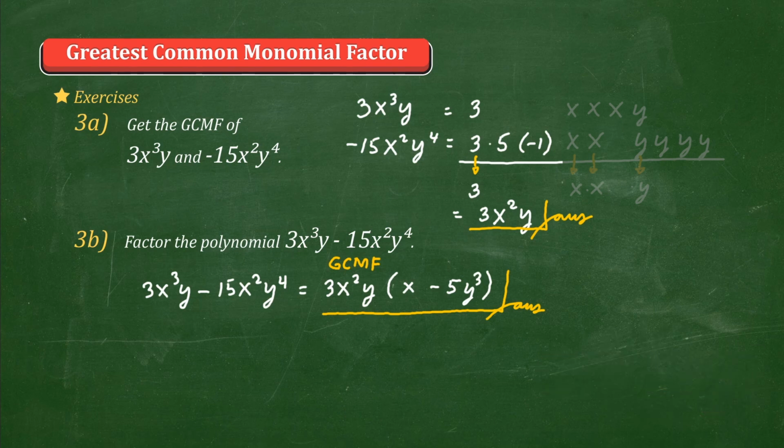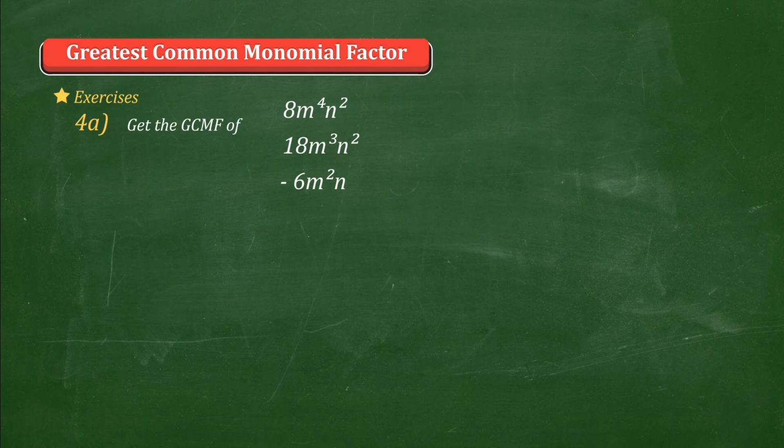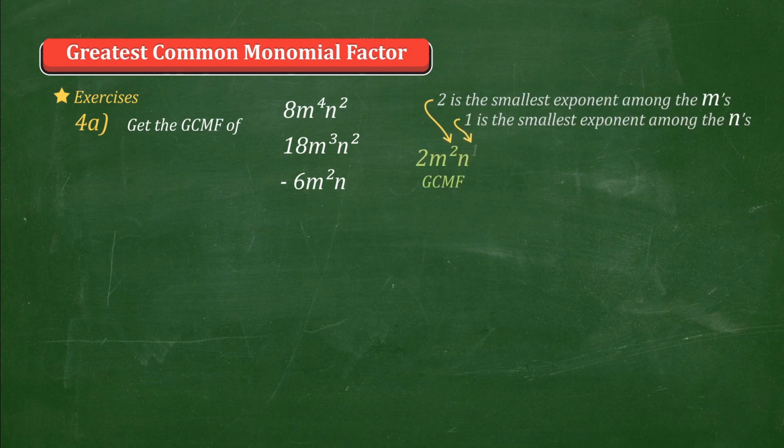Here's exercise 4. We make it more challenging by giving 3 monomials this time. Can you apply the faster way of getting the GCMF here? Can you get it mentally this time? You can pause this video to try it now. Go! What did you get? Here's the GCMF. I hope you got it correctly and fast.